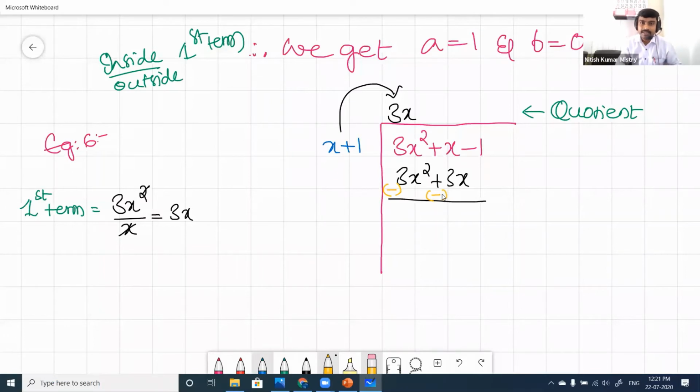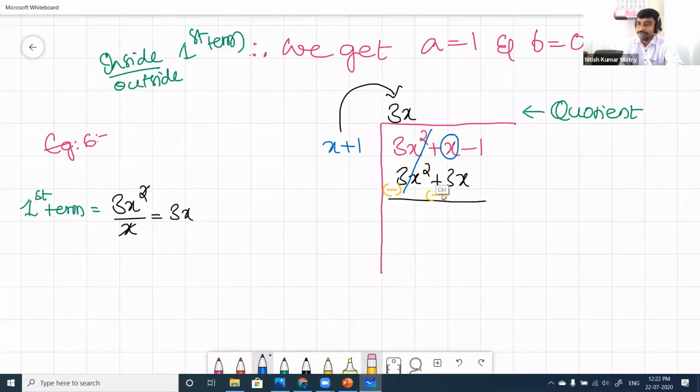Now have a look. Here 3x square and 3x square both will get cancelled. To cancel only we are doing this much hard work, right? So the first term has been cancelled. Now here you check what we have. We have like terms, x and x, both are like terms. This is x and this is also x. So obviously they are like terms.